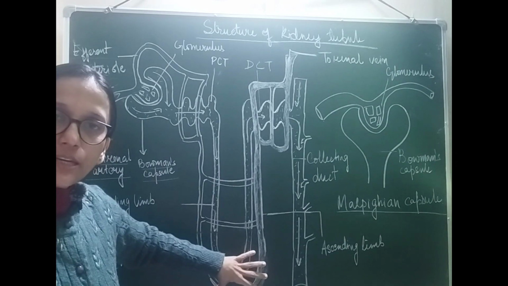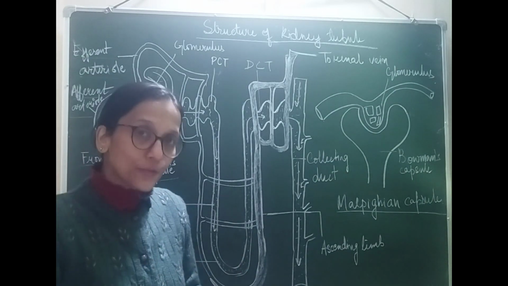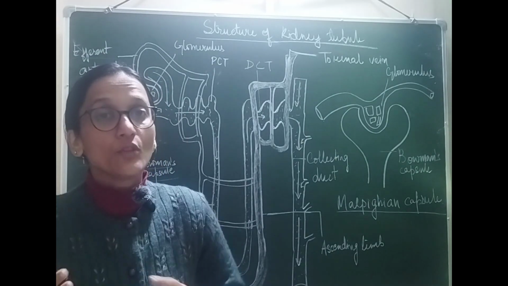tubule. And you know what this network is called? It is called vasa recta. What is the function of this network? I will explain to you in the next class, where I will explain urine formation.